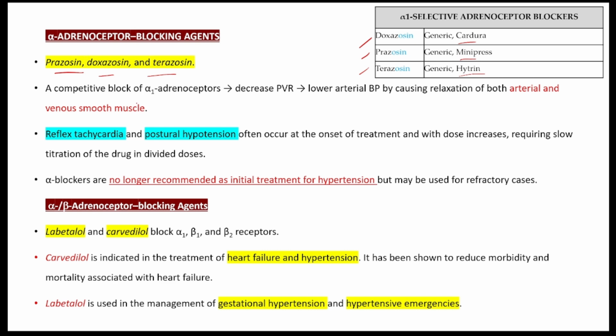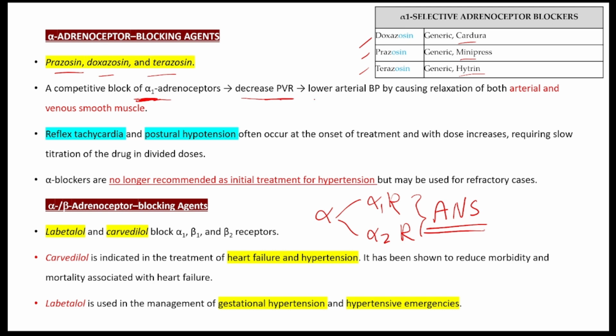Okay, how do these medications work? They block the alpha-1 receptor, because here we need to remember we have alpha-1 and we have alpha-2 receptors. This will be covered in detail with the autonomic nervous system, and I hope you may be familiar with this group of medication. So how do these medications work? By blocking the alpha-1 receptor, they decrease peripheral resistance, lowering blood pressure, and cause relaxation, vasodilation of both arterial and venous smooth muscles. This medication will cause lower blood pressure.